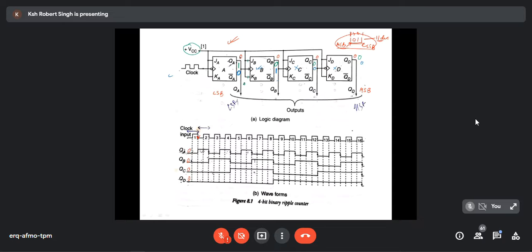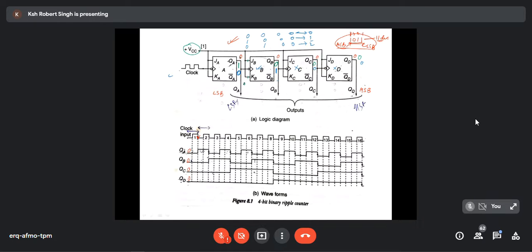So the output will be, earlier it was 0 0 0 0. In the next cycle it was 1 0 0 0, and in the next it will be 0 1 0 0. So 0 0 0 0, this is your MSB, yes, correct. 1 0, this is MSB. So 1 0 means 2, like that. Okay.